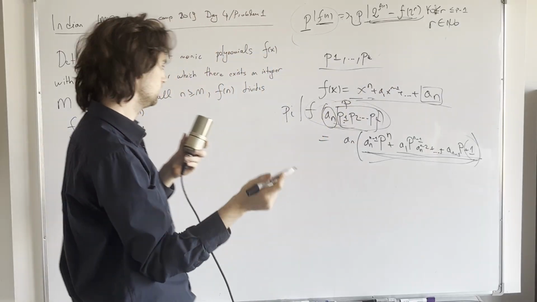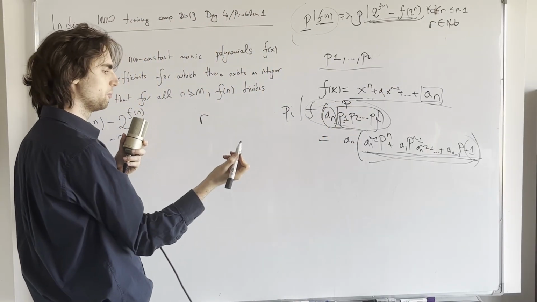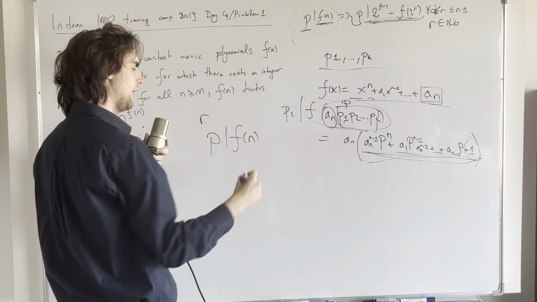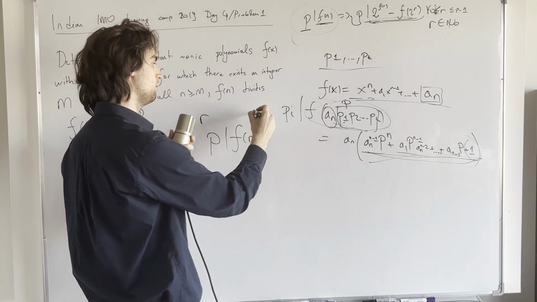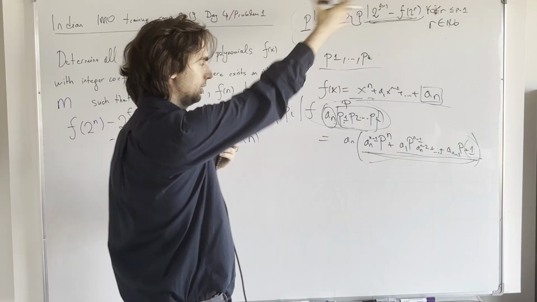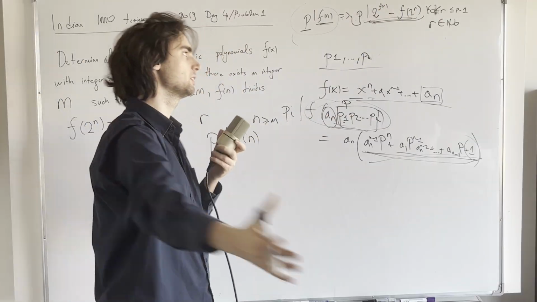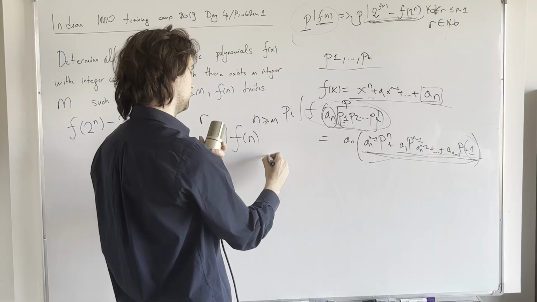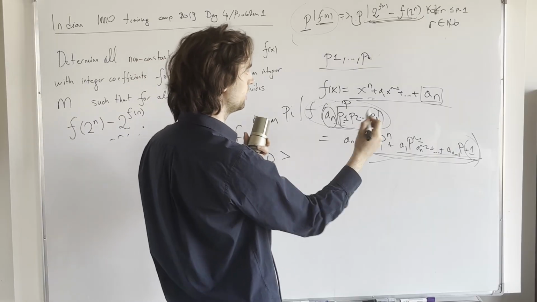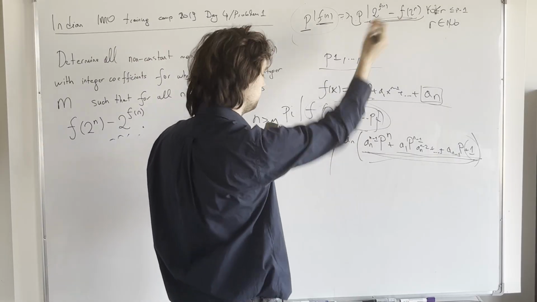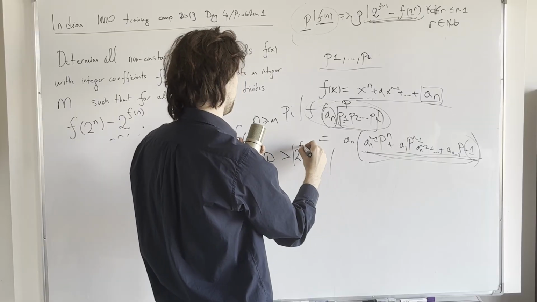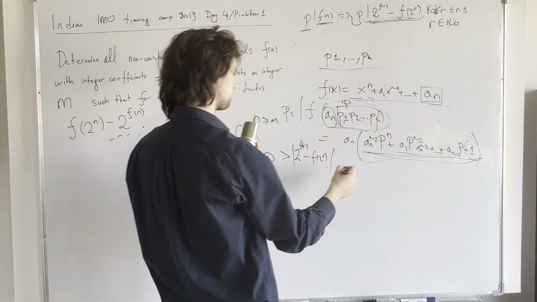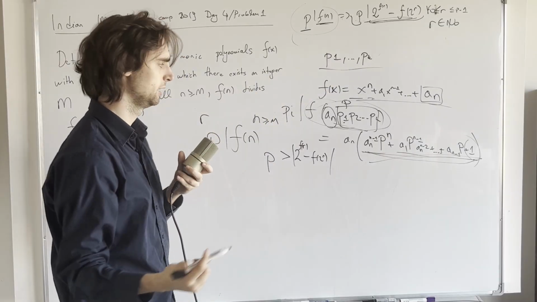So if we fix an r, then take a prime number that divides some f of n for n greater than or equal to m. If there are infinitely many prime numbers that divide this, we can pick a p such that this is true and that p is greater than the absolute value of the difference of 2 to the f of r minus f of 2 to the r. I switched this around, but it doesn't matter.